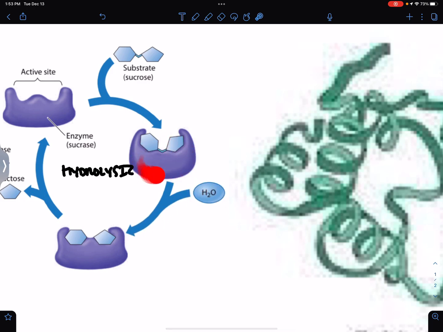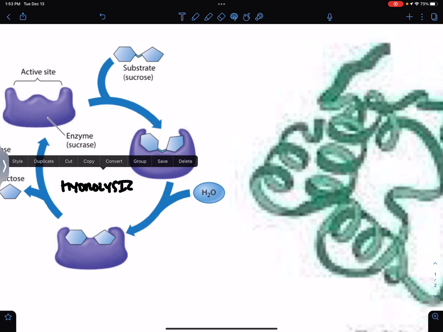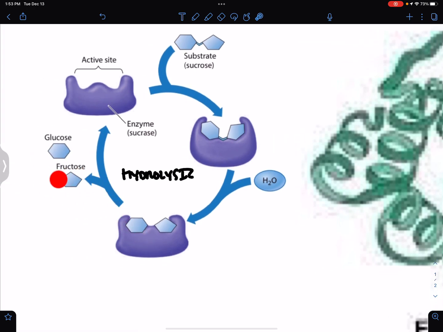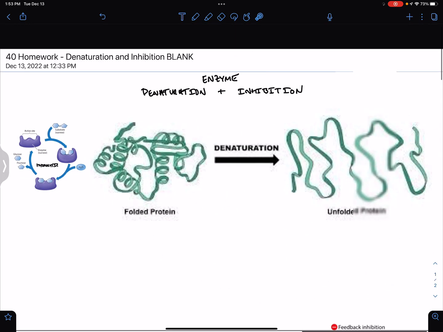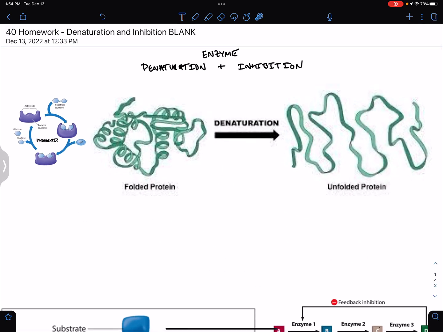The enzyme puts the substrate in the exact right position to catalyze the reaction, lower the energy of activation, and then we get our products, glucose and fructose, and the enzyme returns to its original shape, so it's ready to do the reaction again if it has more substrate, sucrose. Okay, so you know and love the induced fit model. Today in class, we saw some examples of when this stopped working.